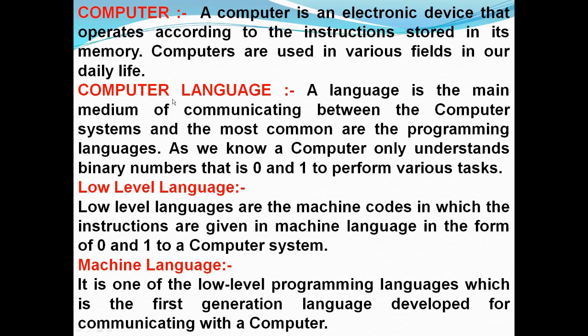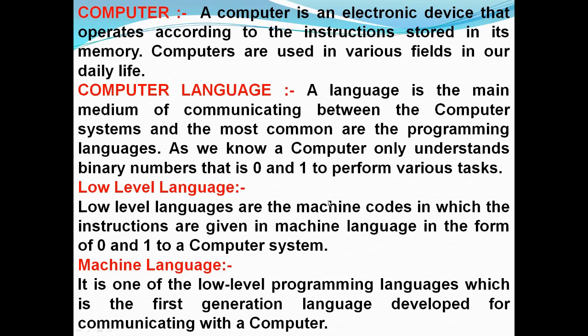For this, first, what is computer language? Computer language is not like the English language. It is a different type of language which the system can understand. A language is the main medium of communicating with the computer system, and the most common are the programming languages. As we know, a computer only understands binary numbers, that is 0 and 1, to perform various tasks, because a computer cannot understand the English language. It understands only two binary numbers, 0 and 1. By using those binary numbers, we can give code to the computer.